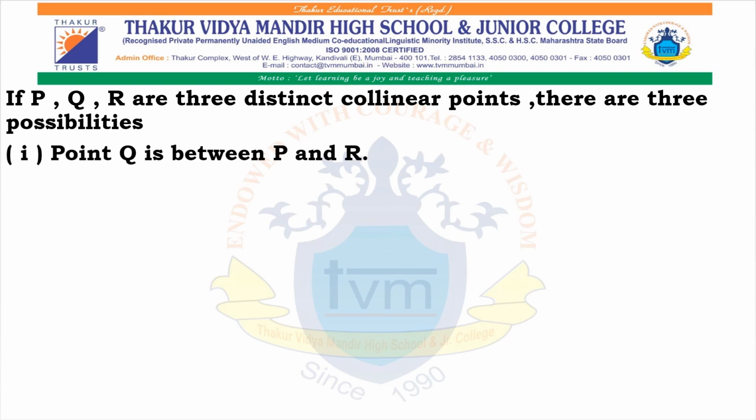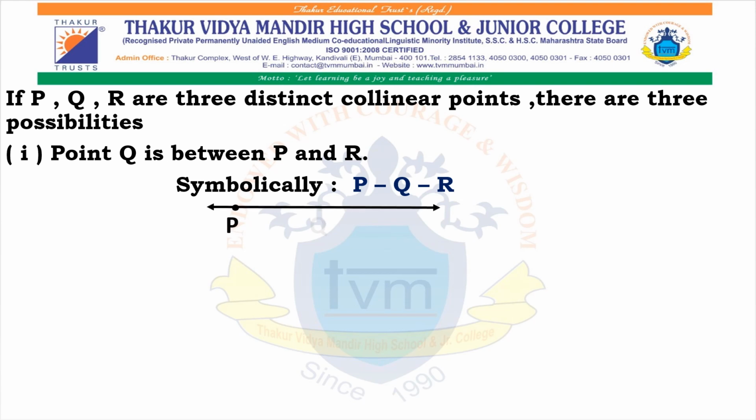The first one is that point Q is between P and R. Symbolically, we can write this as P-Q-R. When I say P-Q-R, it means all three points are collinear, they fall on the same line, and Q is between P and R. That means the position of Q is fixed. It is between P and R.